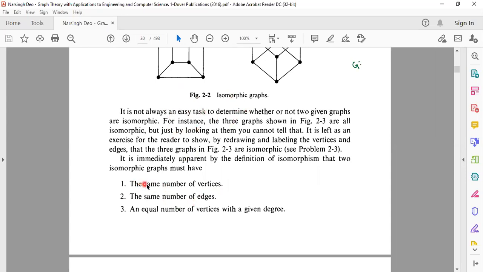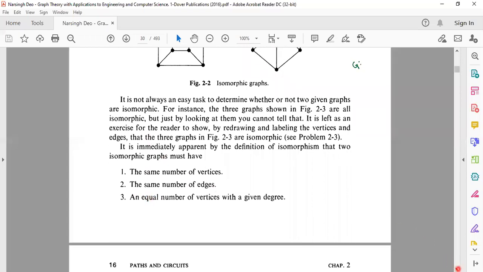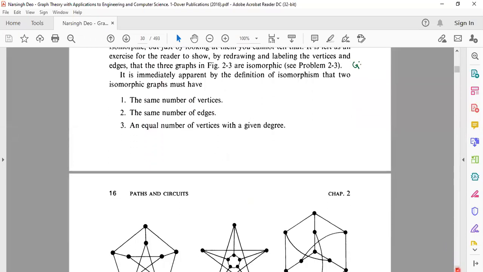These rules are: the same number of vertices. The two graphs must have the same number of vertices. The two graphs must have the same number of edges, and equal number of vertices with a given degree. So suppose in a particular graph you are getting two vertices having degree 3. So in the isomorphic graph, you are also supposed to get two vertices having degree 3. So equal number of vertices with a given degree. That is also something that needs to be checked to find the isomorphism between the two graphs.